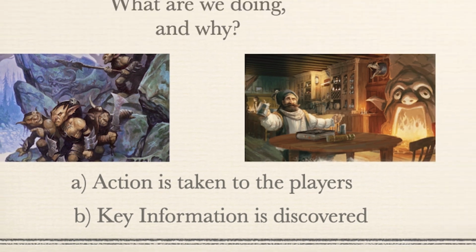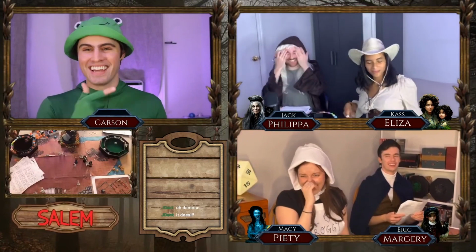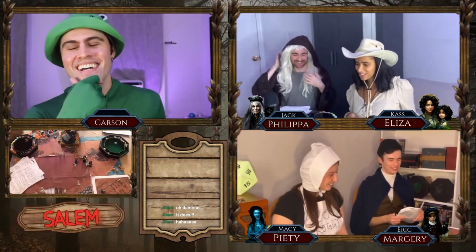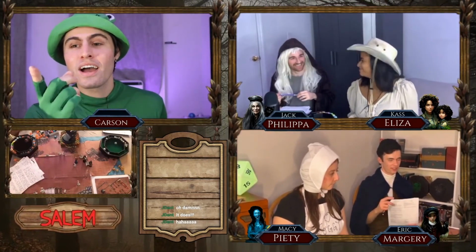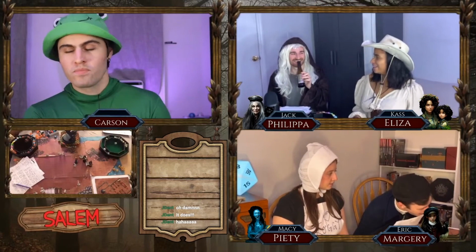To understand this, let's use Please Don't Kill Us Salem as one of our examples. If you haven't seen it, don't fret, I'll do a brief synopsis here, but you should go watch it, because it's a blast. Okay, so Please Don't Kill Us Salem follows a coven of witches from the town of South Peabody, who travel to the town of Salem to investigate the disappearance of a young girl. And along the way, they get caught up with Puritans, undead, and undead Puritans.